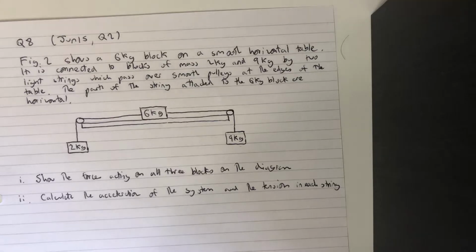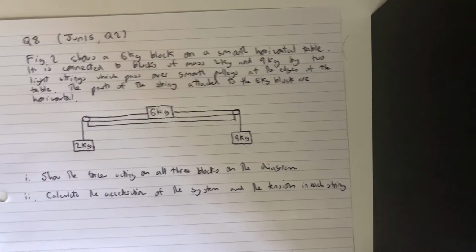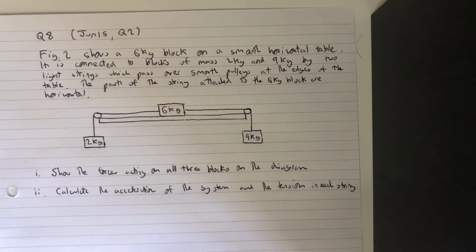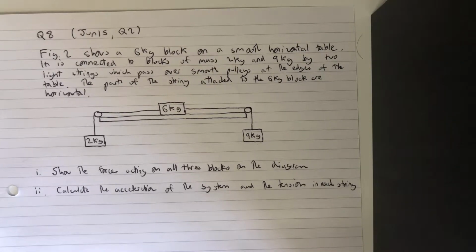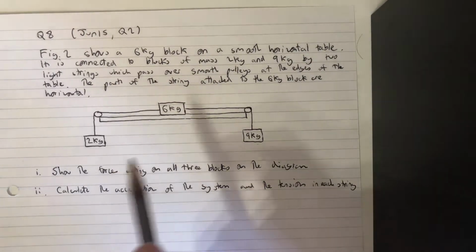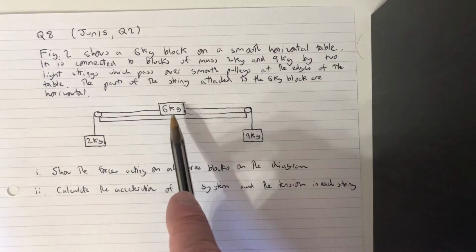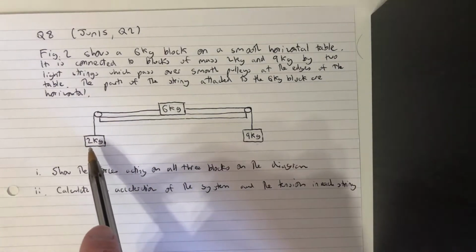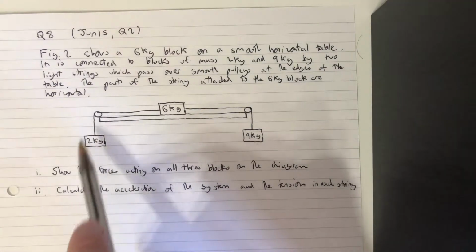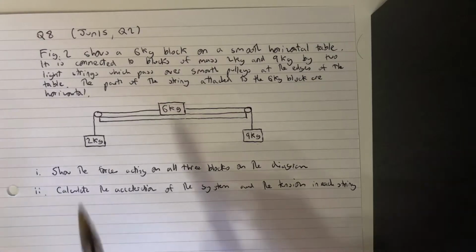What we're going to look at here is a little bit of connected particles mechanics. This one is looking at particles over a pulley. This is one of the questions that's on the sheet that you'll see in the student share drive. What we've got here is a smooth table block with a 6 kilogram mass sitting on top of it, with a 2 kilogram weight suspended at one end and 9 kilogram at the other, by two pulleys.